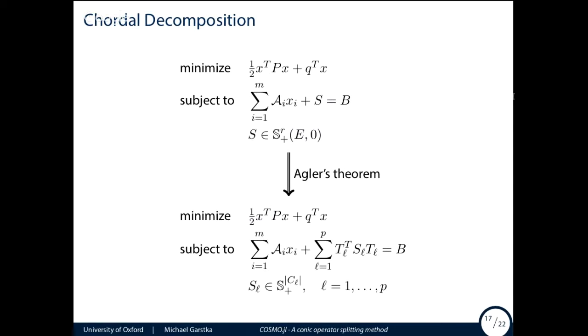So this is the original problem that we get. And if we then apply the theorem after analyzing the structure, you get a similar form, but now you have a number of smaller semi-definite constraints. And then you have this summation term that maps these blocks back to the position in the matrix.